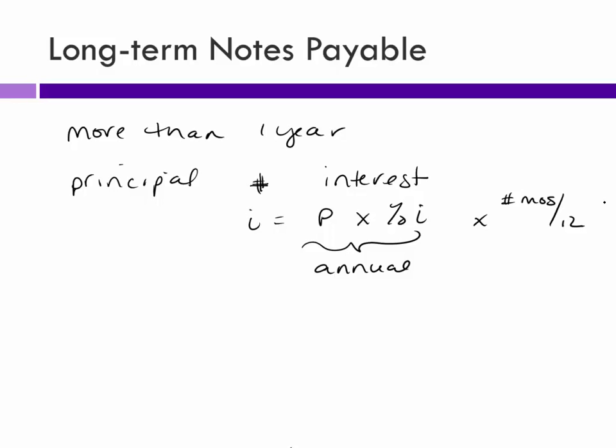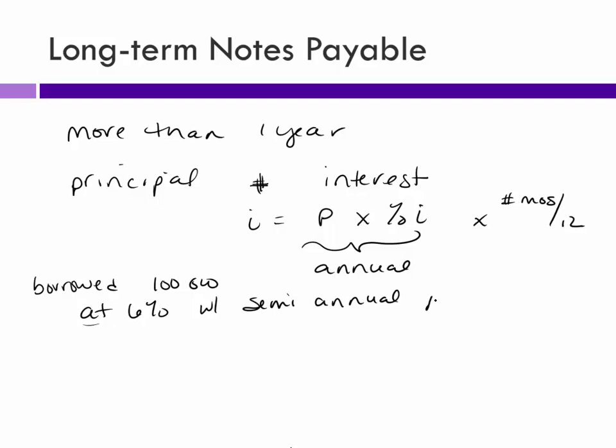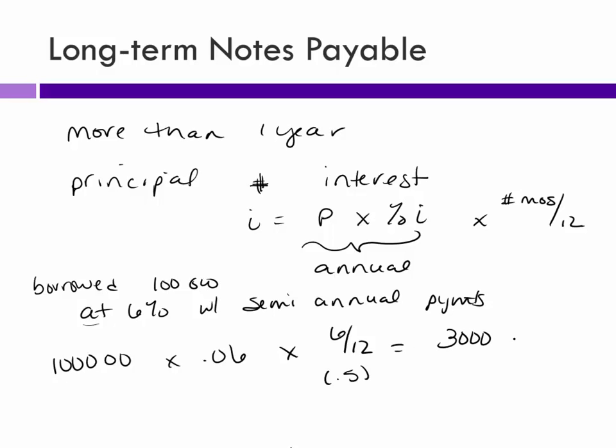So if it's semi-annual, we'll take the annual interest rate and just divide that by 2, or 6 over 12. For example, if I borrowed $100,000 at 6% interest with semi-annual payments, I would pay $100,000 times 0.06, and then this would be for half a year, so 6 over 12, or 0.5. And so I would have $3,000 as my semi-annual interest payment.